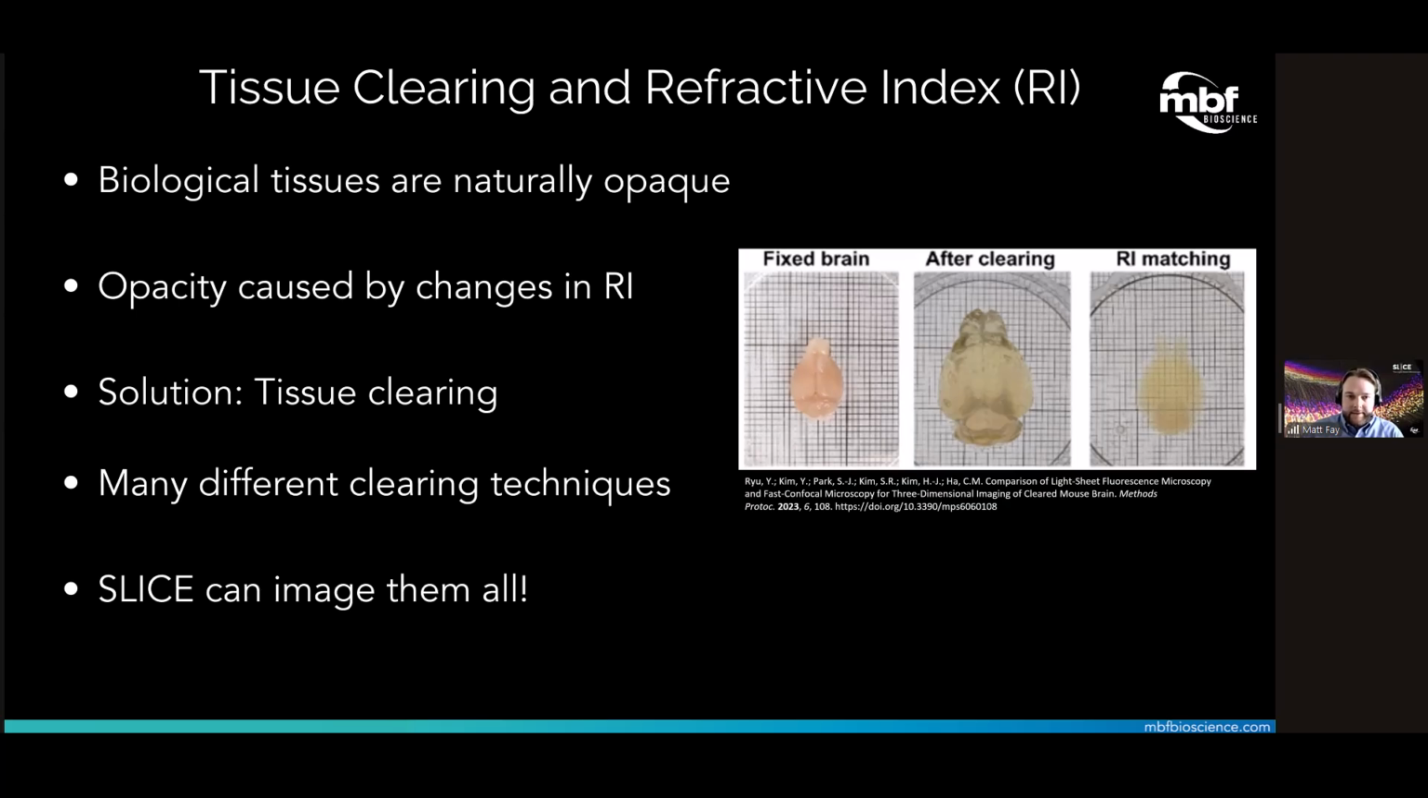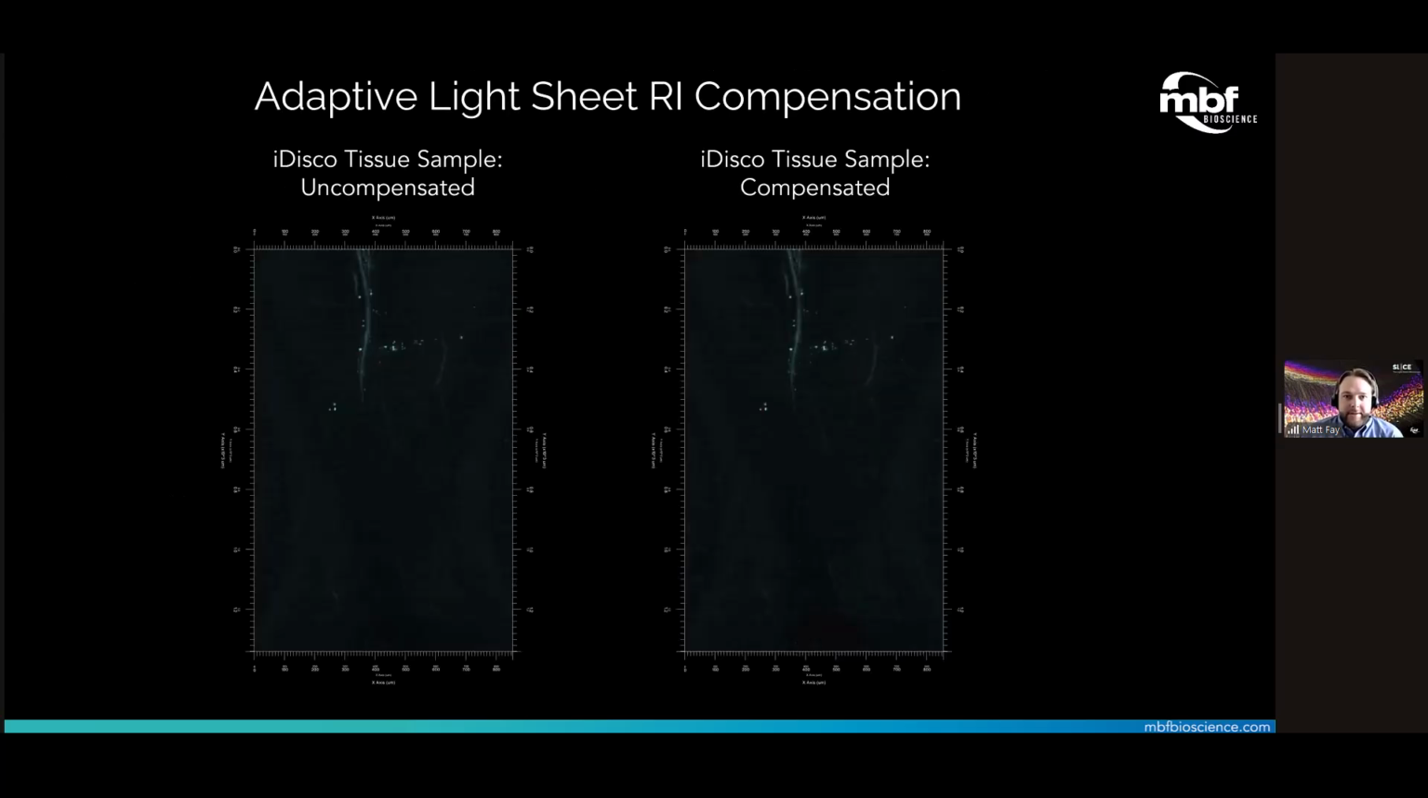There are many clearing techniques available, such as Clarity, iDisco, and Cubic R, each with its own target RI. Many light sheet microscopes are optimized for a single RI, limiting their compatibility. But SLICE is different. It's designed to handle all clearing techniques, making it one of the most versatile systems available. SLICE is able to image these various sample preparations independent of their RI by adapting the light sheet's position through software control. Through the adaptive RI compensation feature, we set up points of focus in the sample, and the software will interpolate the light sheet's position while scanning live and during acquisition.